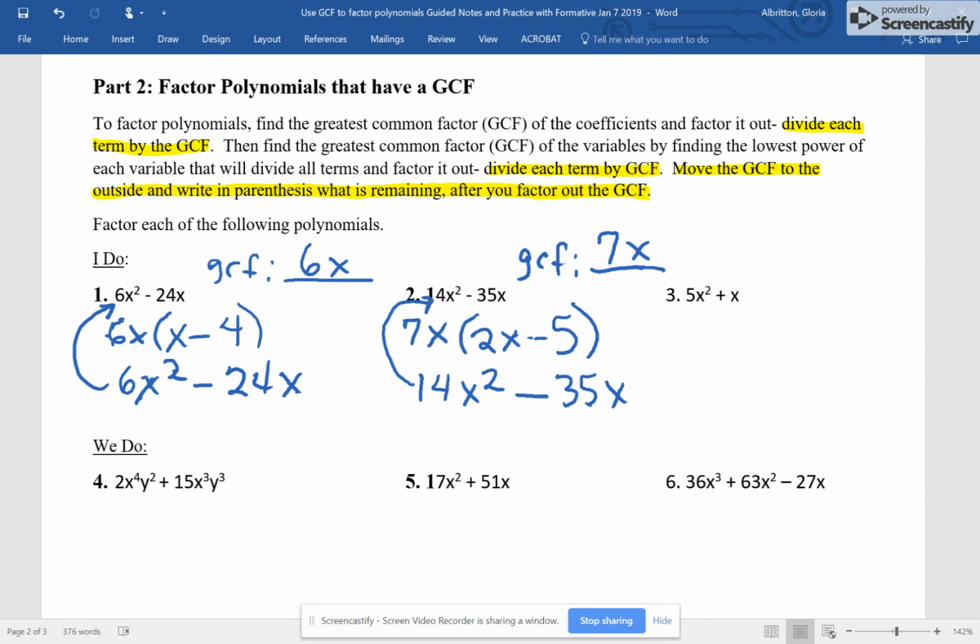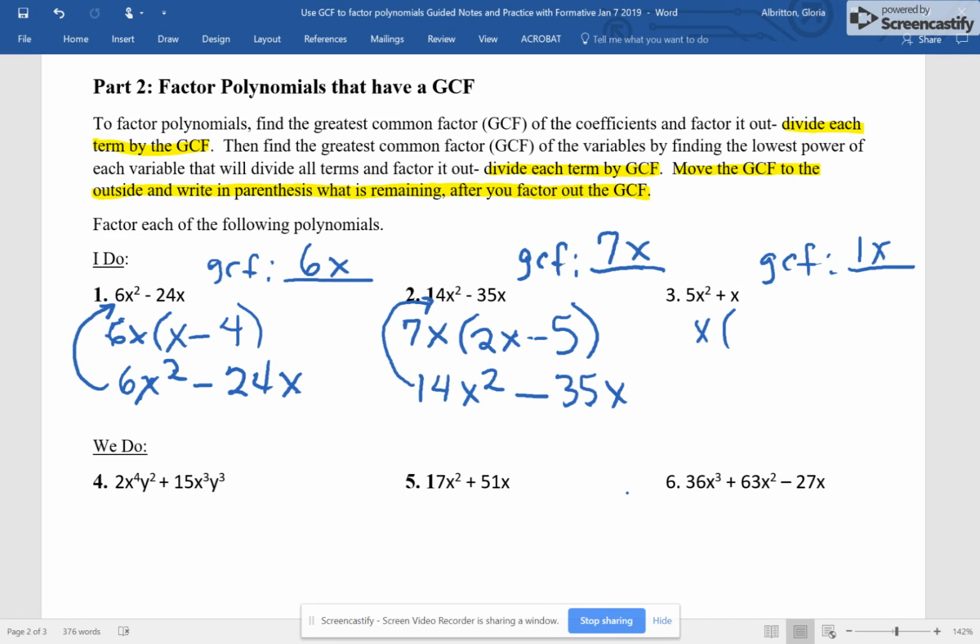Number 3, the GCF of 5x squared plus x. Well, remember, there's a 1. If you don't see a number in front of a variable, you know the coefficient is going to be 1. So I'm looking at the GCF of the numbers 5 and 1, and they only have a 1 in common. But the x squared and the x have an x in common. So I'm going to pull, and remember, I don't really need the 1 there. So I'm going to pull an x out to the front.